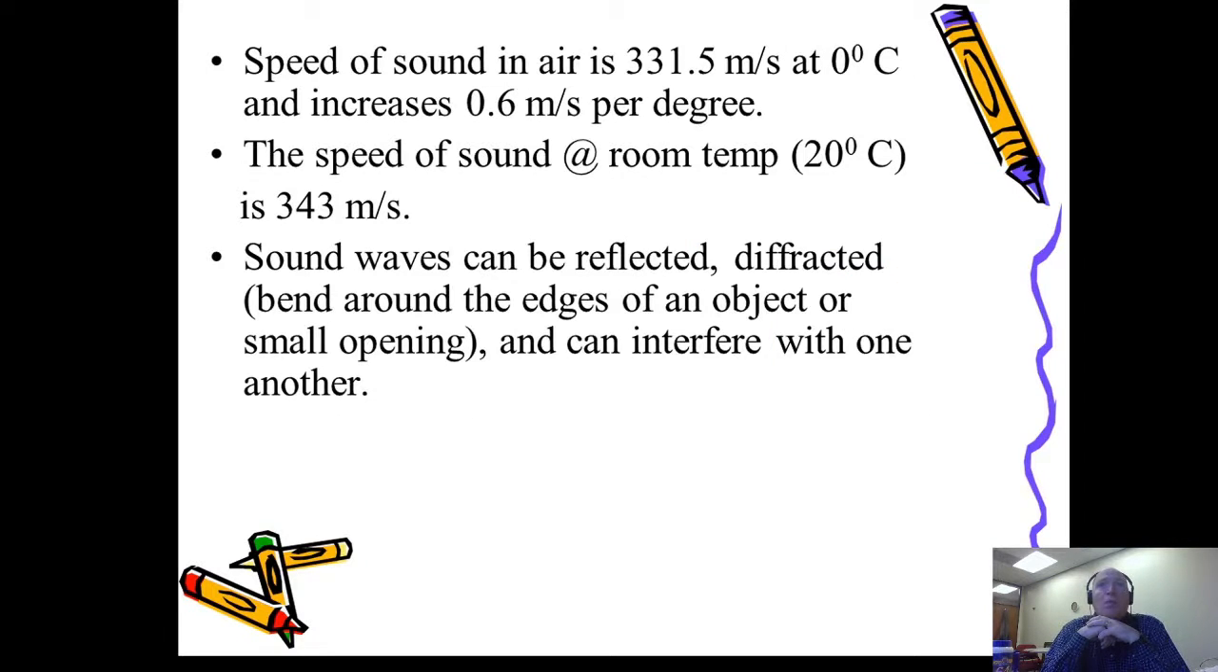The speed of sound in air is 331.5 meters per second at 0 degrees Celsius, and it will increase at 0.6 meters per second per degree. So we'll generally use the speed of sound of 343 meters per second at room temperature, which is typically taken at 20 degrees Celsius. And this value is obtained by 331.5 plus 0.6 times the 20 degrees above zero.